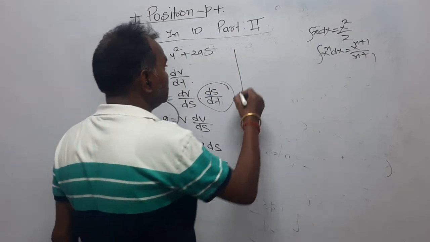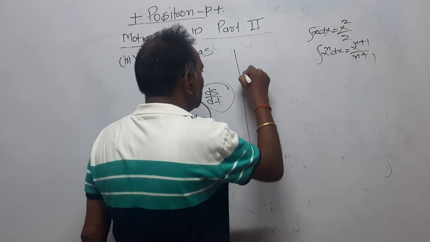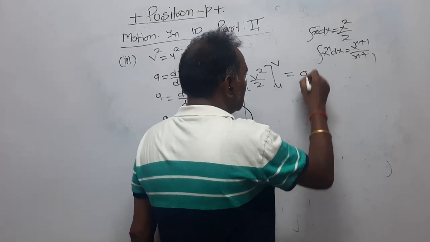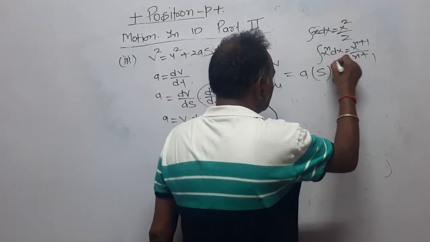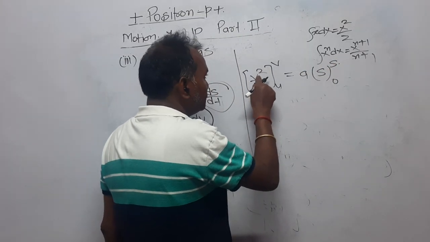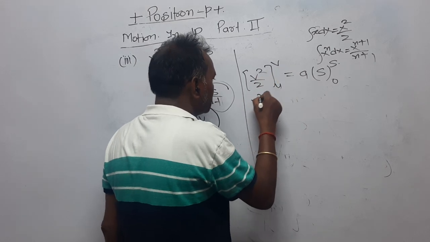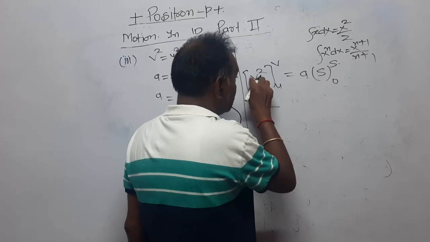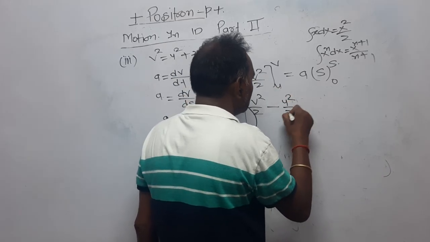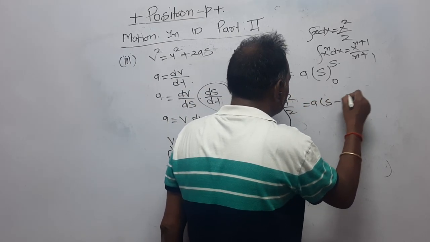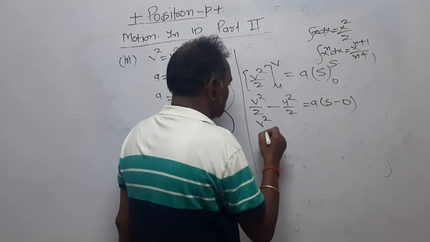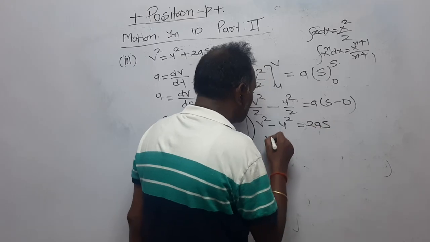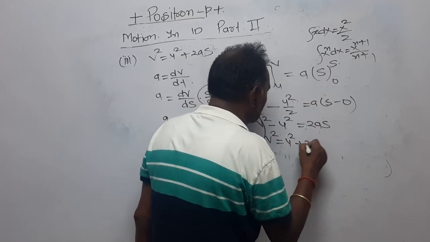So dear student, v dv is equal to v square by 2. Now the lower limit is u, the upper limit is v, that is a constant, ds is s, with limits from 0 to s. Replace v by the upper limit v, that is v square by 2, minus replace by the lower limit u, that is u square by 2, equal to as minus 0. So v square minus u square, multiplied whole by 2, that is 2as, or v square equal to u square plus 2as.